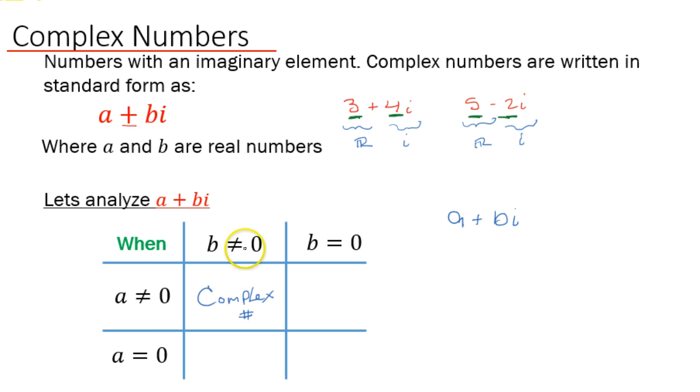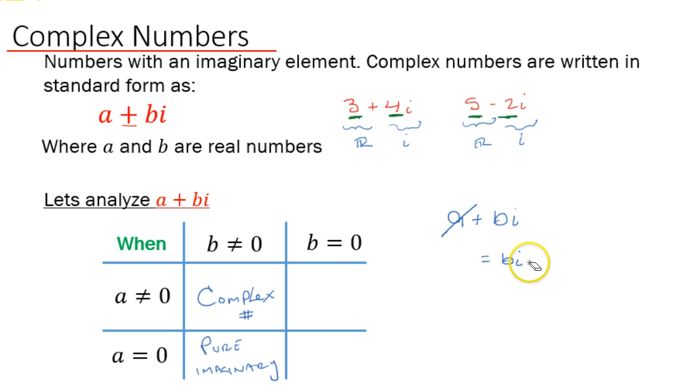Now in an example where b is not equal to 0 but a is, that means that a would be canceled out and we're just left with some bi. Well, if it just has this imaginary component, then this is known as pure imaginary. It's a purely imaginary number.